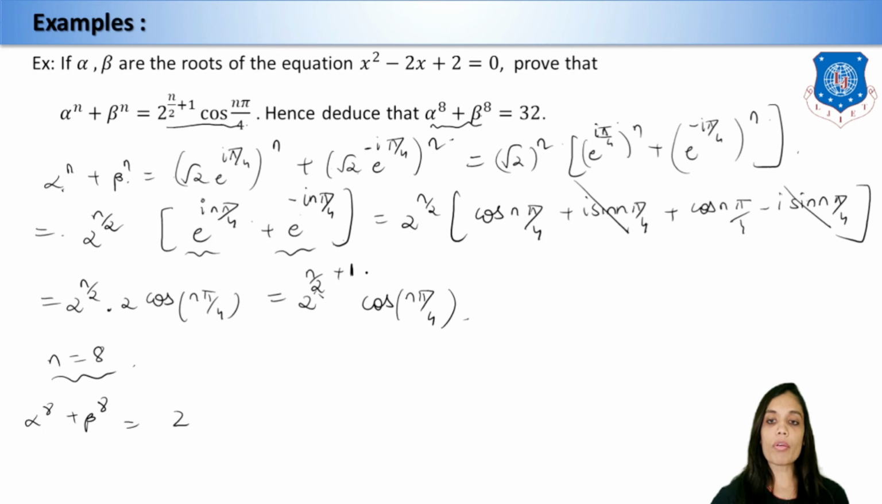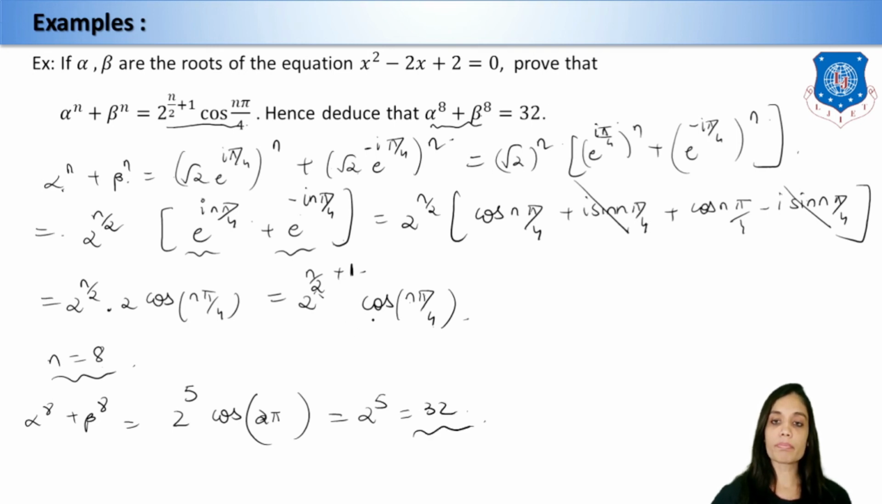So it will be 4 plus 1. So 2 raised to 5 into cos, if I put 8, it will be 8 pi by 4, that is cos 2 pi. Now we know the value of cos 2 pi is what? 1. So what is remaining? 2 raised to 5, answer is what? 32. Hence we have proved our desired result.